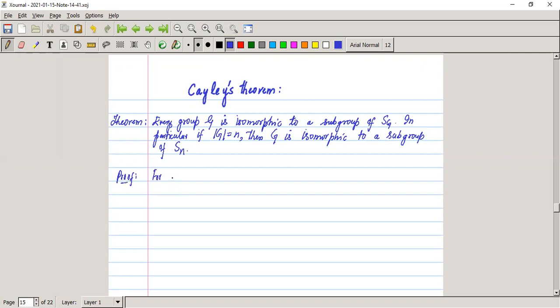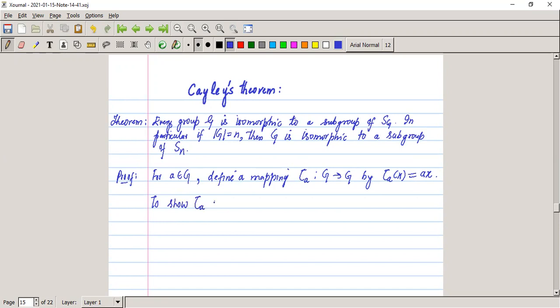For a belongs to G, so a is an element of G. Define a mapping tau_a from G into G by tau_a of x is equal to ax. Then it can be easily seen that this mapping is well defined, and we will show that this mapping is a 1-1 onto mapping.